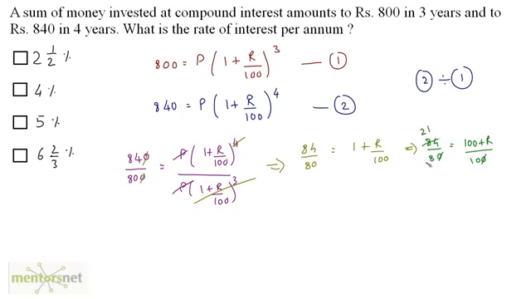4 2s are 8 and 4 1s are 4 and 4 2s are 8. Okay, and 2 times 5 is 10. So I have 21 times 5 is equal to 100 plus R. Therefore R is equal to 21 times 5, which is 105, minus this 100. So R is equal to 5%. So option C is the correct answer.